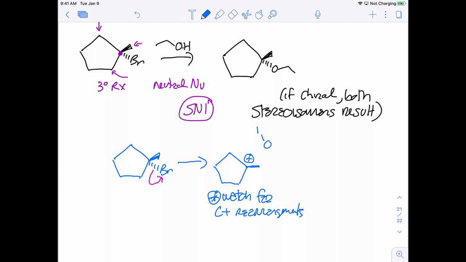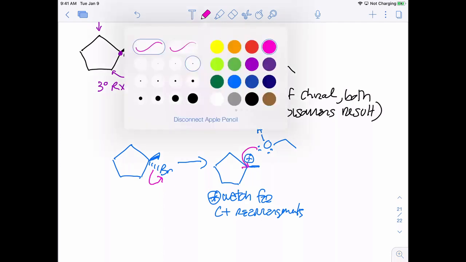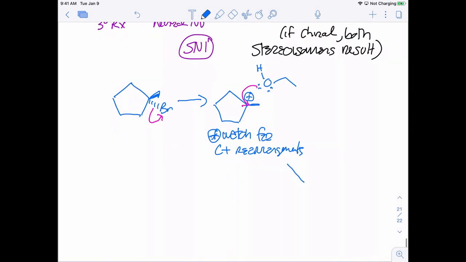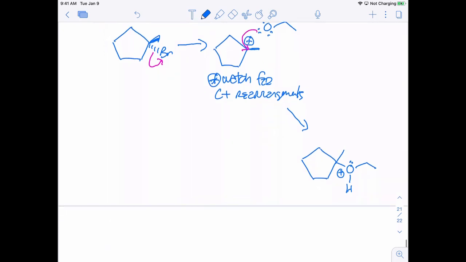And then my nucleophile is ethanol here, this alcohol, and I have two lone pairs. So it's going to attack that carbon. Remember I said that if we have a neutral nucleophile, we usually have that extra step where we have to deprotonate it. So we're going to end up with that here. So I have this oxygen, it still has its hydrogen and its ethyl group and a positive charge. And then we need to deprotonate it.